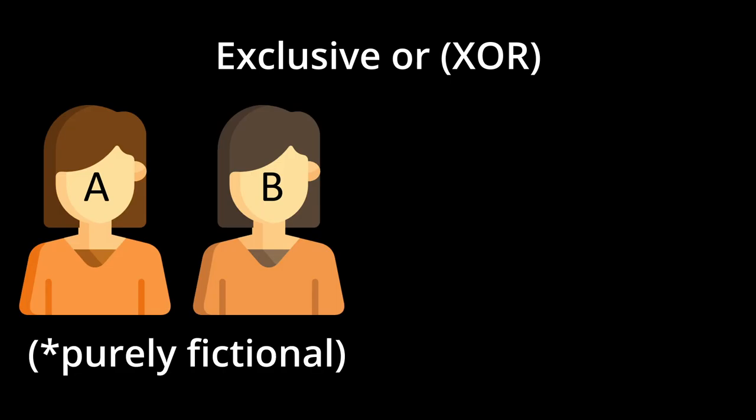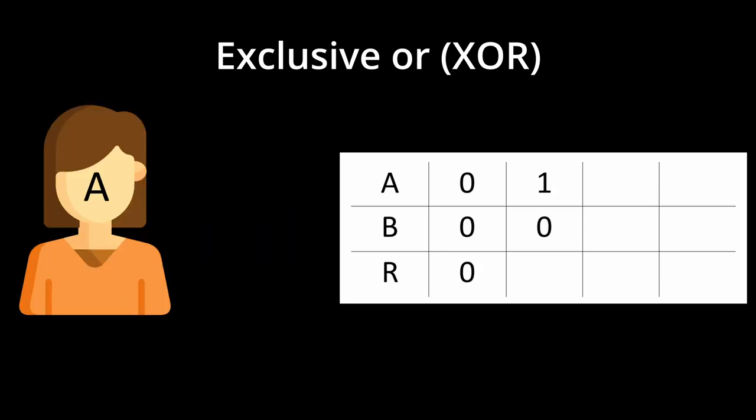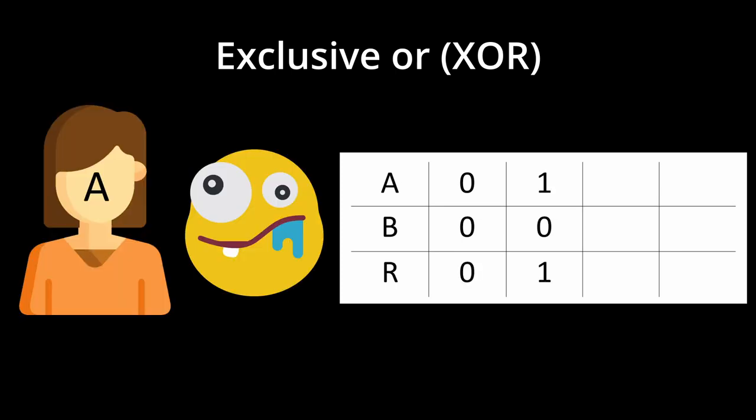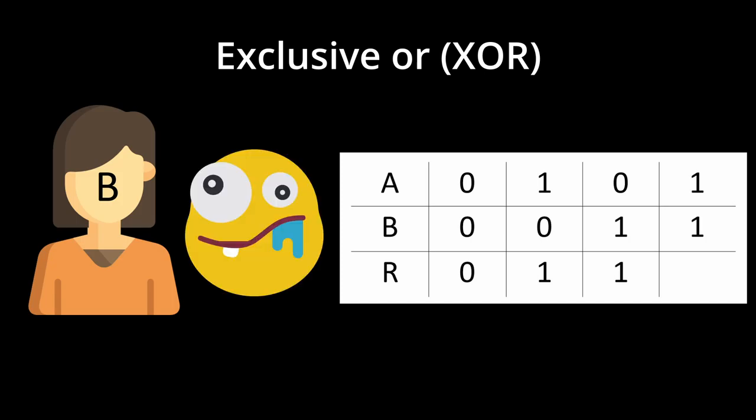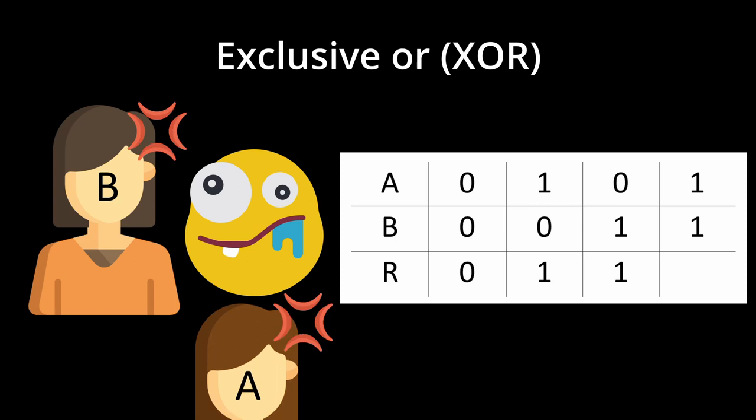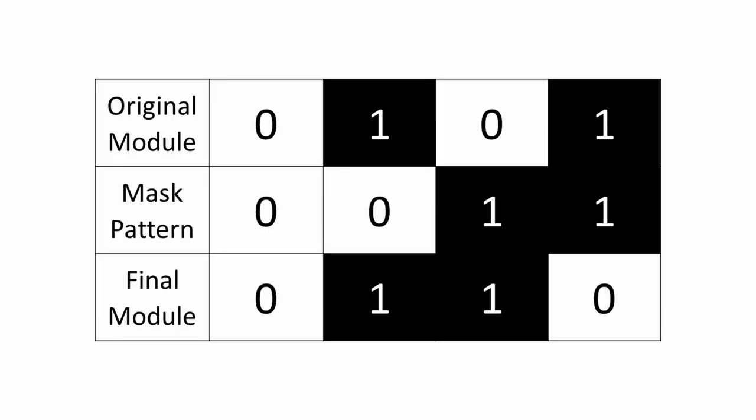Let's say I'm dating 2 girls and they don't know about each other. When neither of them is with me, am I happy? No. When girl A is with me, am I happy? Yes. When girl B is with me, am I happy? Yes. When I'm dating one of them, but meet the other one, am I happy? Absolutely not. So, if the original module is the same as the module on the masking pattern, it is a 0. Otherwise, if they are different, it is a 1.